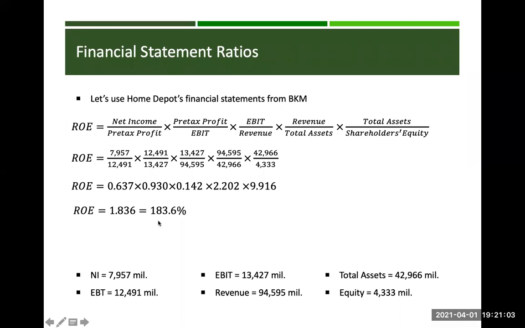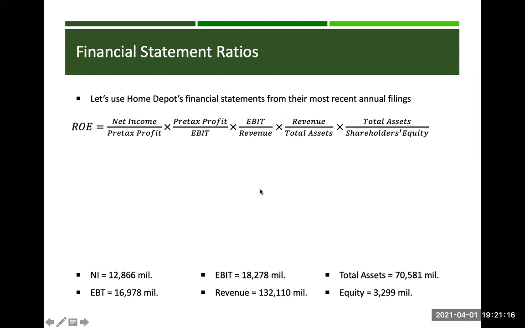This is all just taken from the statements that were in the textbook. So it shows you how they can play with these levers a little bit. What if we leverage up a little bit more? What if we buy back some more shares? Interesting. What if we look at their most recent annual filings instead, which is what I have here?